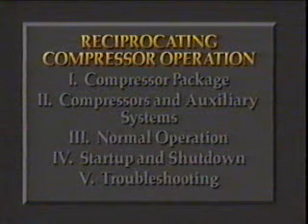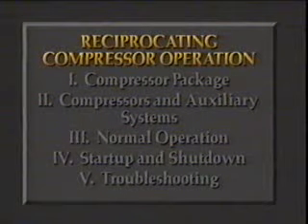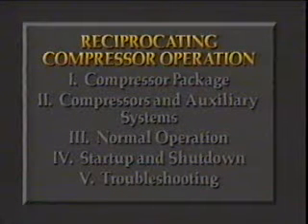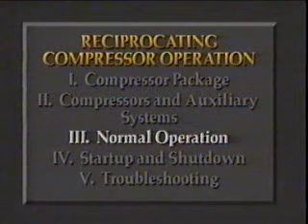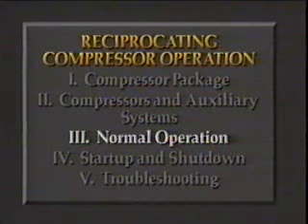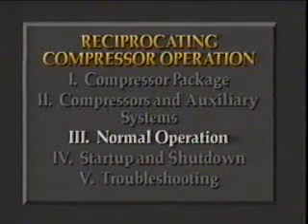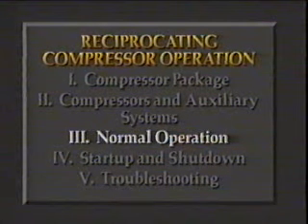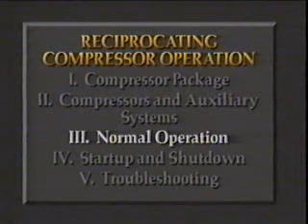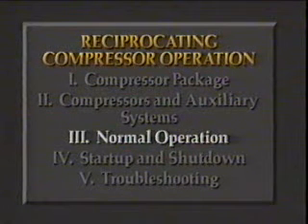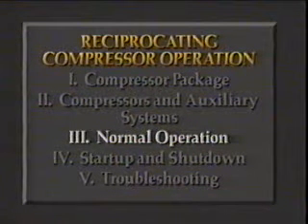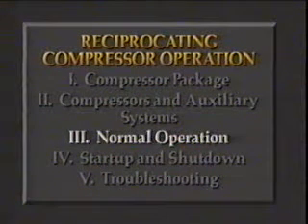This is the third section of a 5-section module on reciprocating compressor operation. In this section, we will cover the indicators for normal operation of the compressor package. In addition, you will see how to do scheduled operational checks and recommended inspections to minimize disruptions in compressor operation.